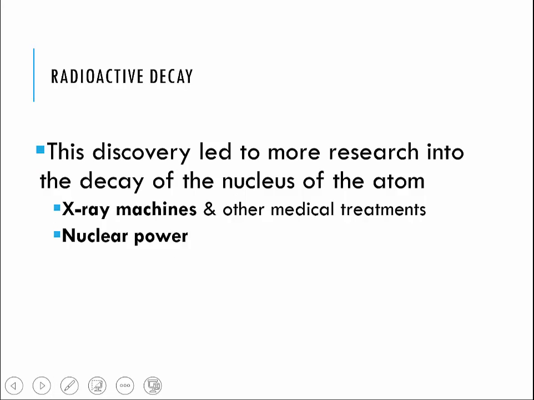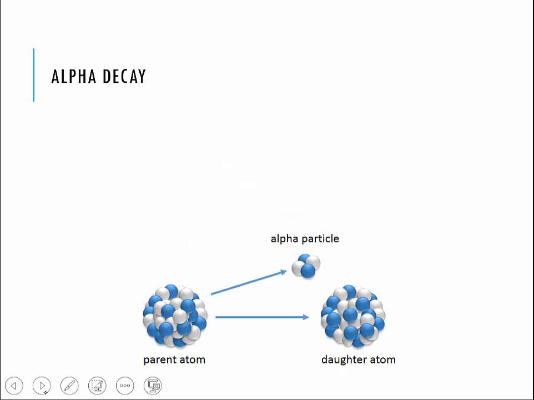So this led to tons more research once they noticed this, and they talked more and more about how atoms decay and why it's useful to us. Two awesome things were invented among millions of other things: X-ray machines that we use and nuclear power. So the first radioactive decay we're going to talk about is alpha decay. There's 3 types: alpha, beta, and gamma.